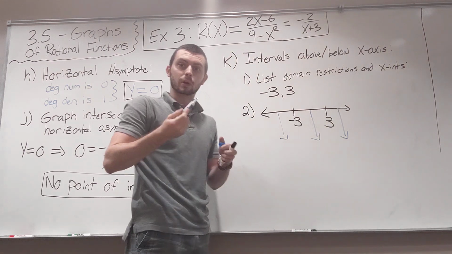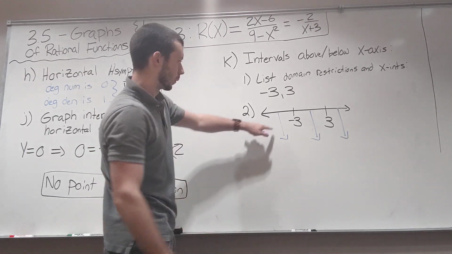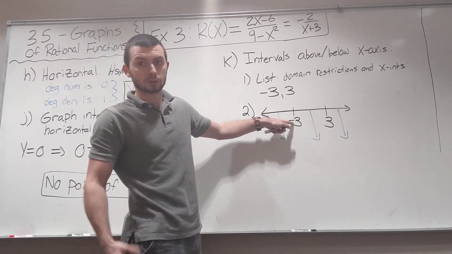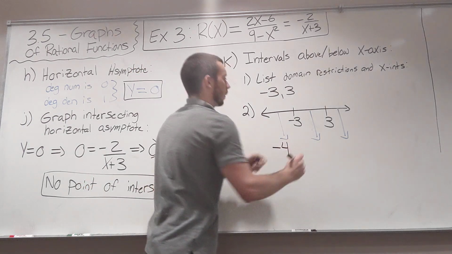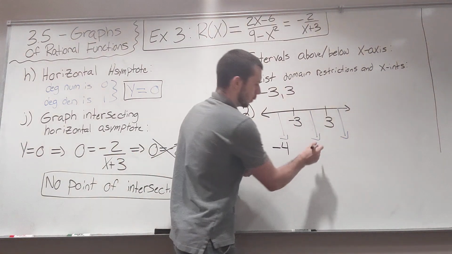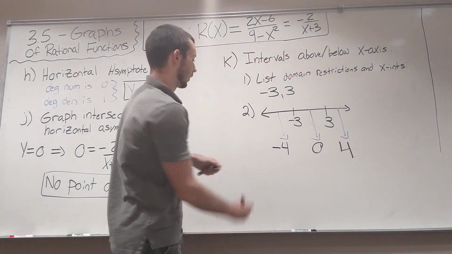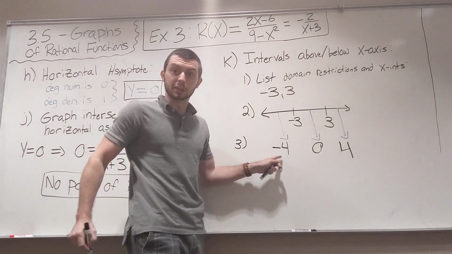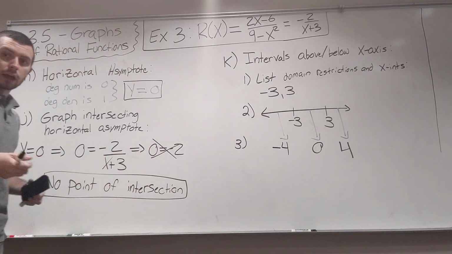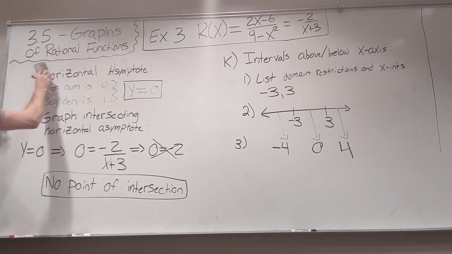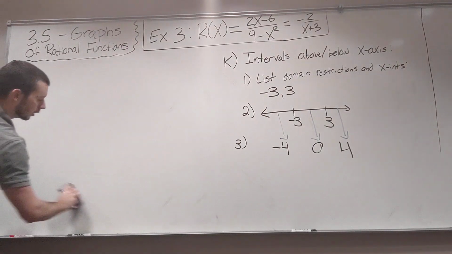A test point is a temporary number that we're going to use to help us find some answer. Here we pick any number that's, well, the only criteria is that it's less than -3. So -4. Between -3 and 3, 0. Any number larger than 3, I'll pick +4. So that's step 3. Step 3 is picking the test points. Now what we want to do is plug each one of those into the original function to determine whether they give us a positive number or a negative number.